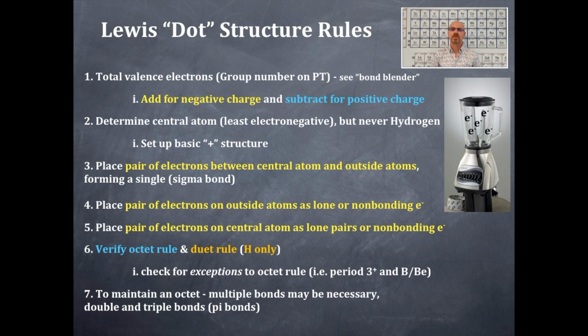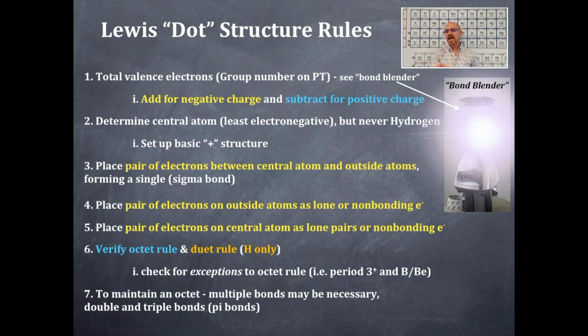Okay, number 7, we're going to maintain an octet, we might need to use multiple bonds, and that's double and triple bonds, which have pi bonds in them, unlike the sigma bonds. We'll discuss the sigma and the pi and what's different or similar between those. Okay, there's our bond blender. We're adding electrons to this bond blender and then spreading them out according to this set of rules.